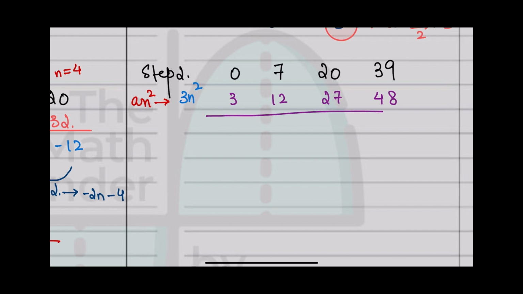I take the difference. 0 minus 3 is minus 3. 7 minus 12 is minus 5. 20 minus 27 is negative 7. And hence I can see the pattern. It's actually decreasing every 2 units.